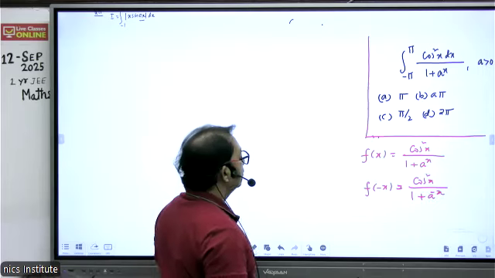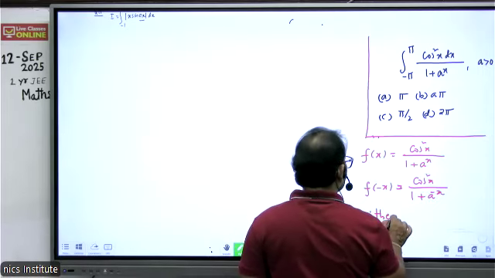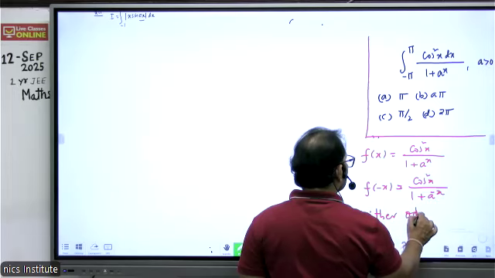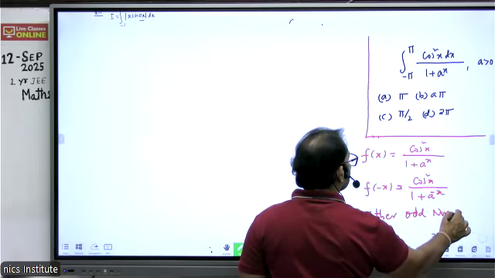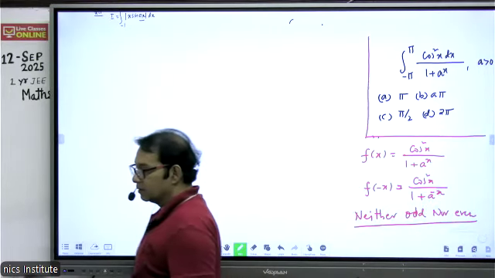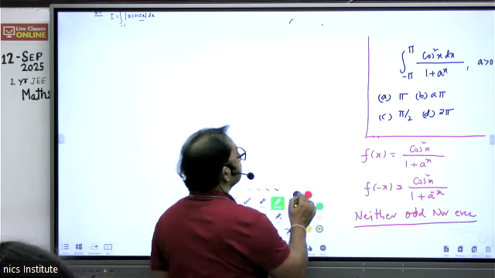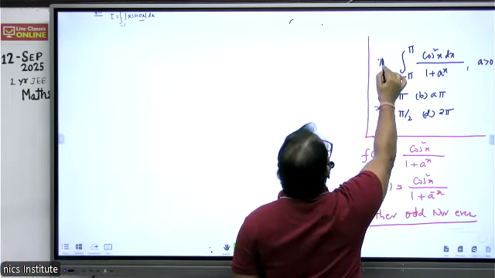It's not odd, neither odd nor even. That means you have to apply something else, try to apply some other property. So decide which property you want to apply.